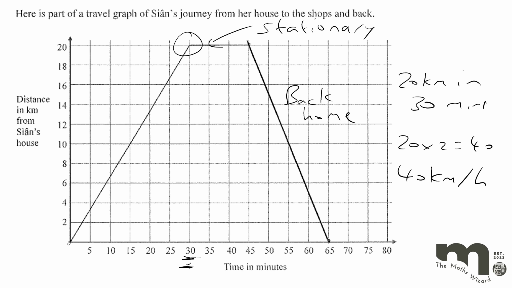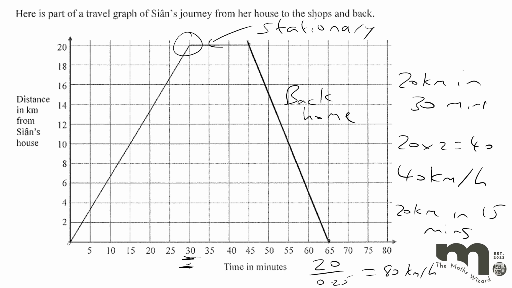You can also tell that she's a little bit faster on the way home because she's only taken 15 minutes to get home. So here she's done 20 kilometers in 15 minutes. So perhaps there was less traffic going home there. You can do a couple of things with that. You can do 20 times 4, which means she's doing 80 kilometers an hour because there's 4 15 minutes in an hour. Or you can do 20 divided by 0.25 because 15 minutes is a quarter of an hour. And that would get you your speed as well, which is 80 kilometers an hour.